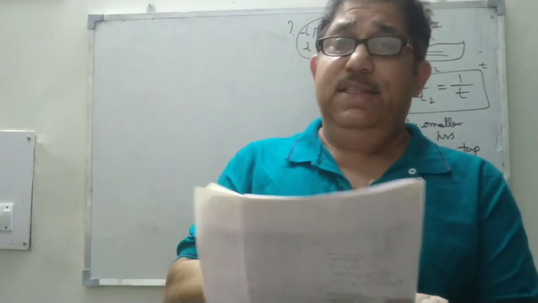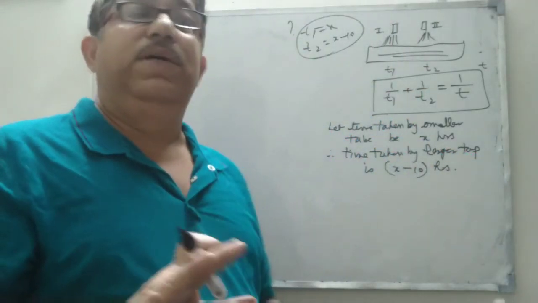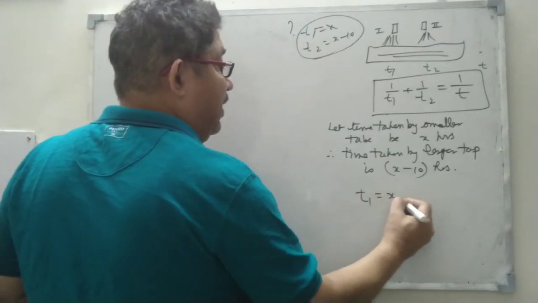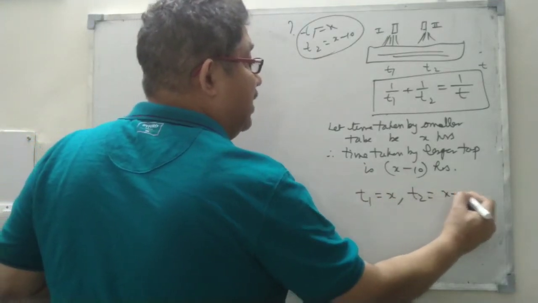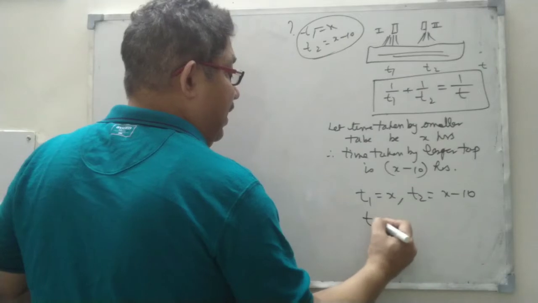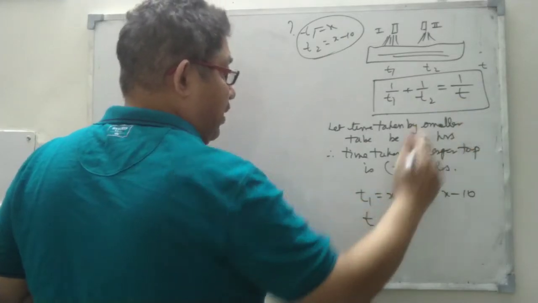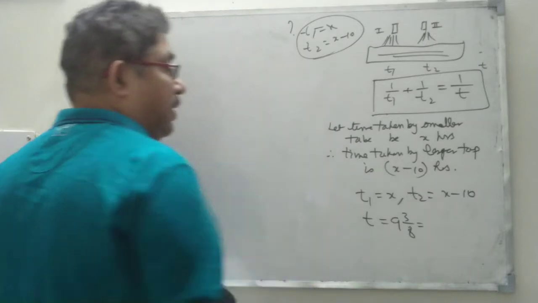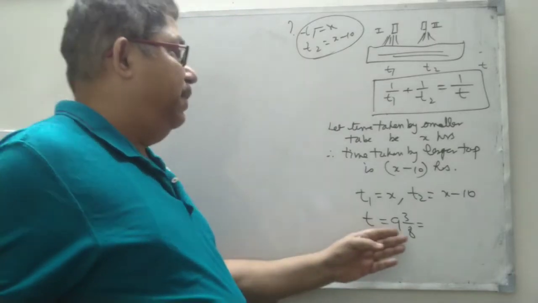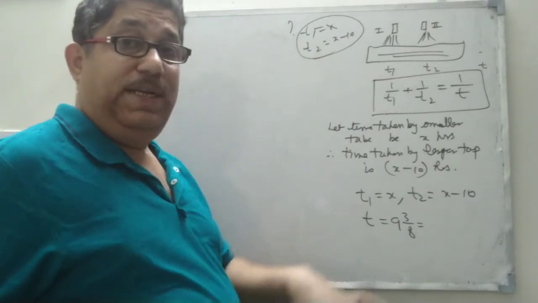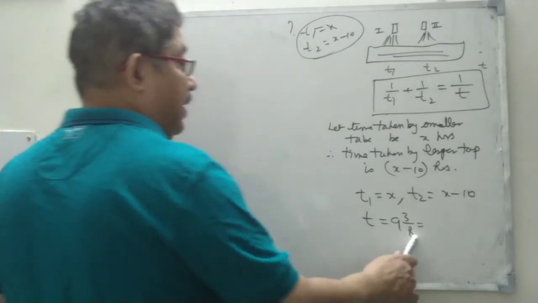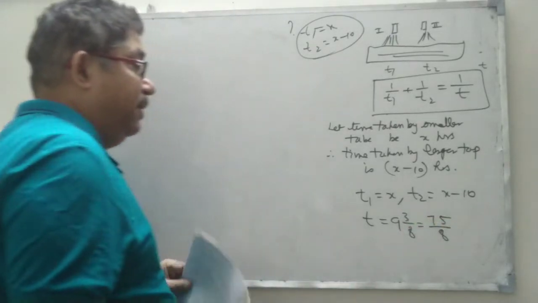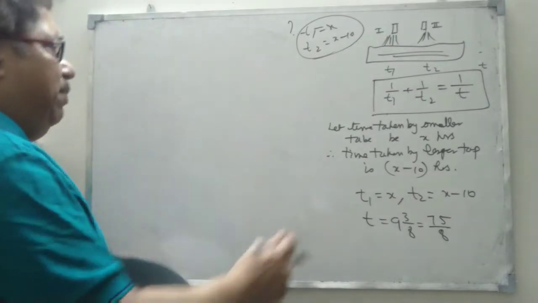Together they can fill in 9 3/8 hours. So what is that together? Together is T. So I have T1 as X, T2 as X minus 10, and T, the total time taken, is 9 3/8 hours. This is a mixed fraction, so I want to put it as an improper fraction. 8 9s are 72 plus 3, 75 by 8. So this is what I have. Let me put it in this equation.